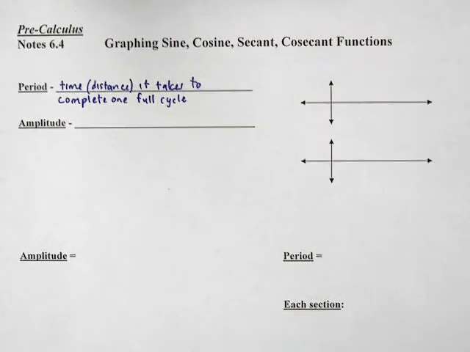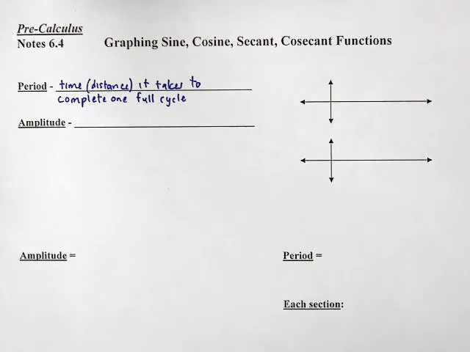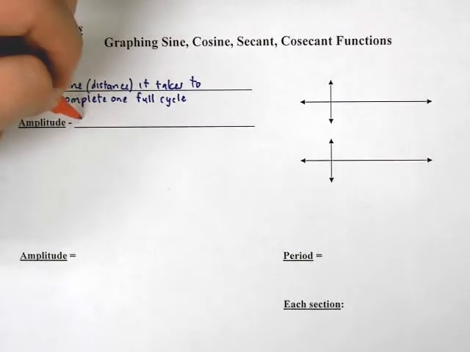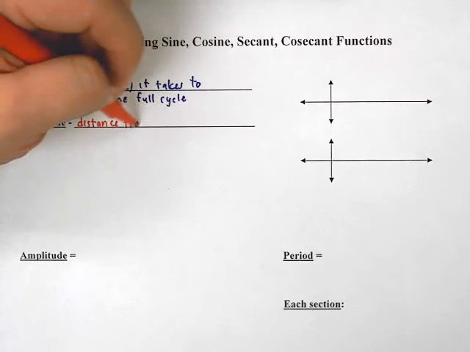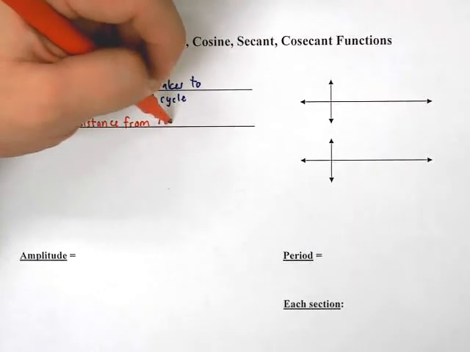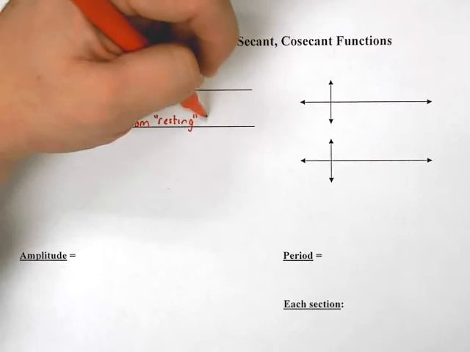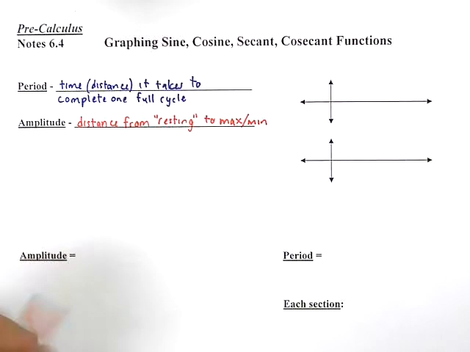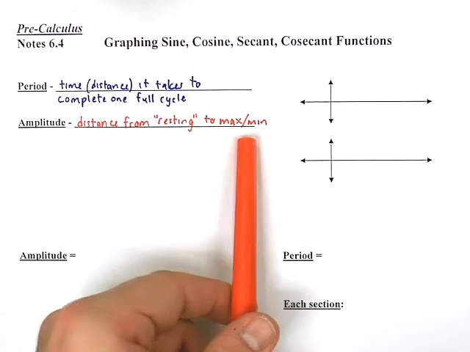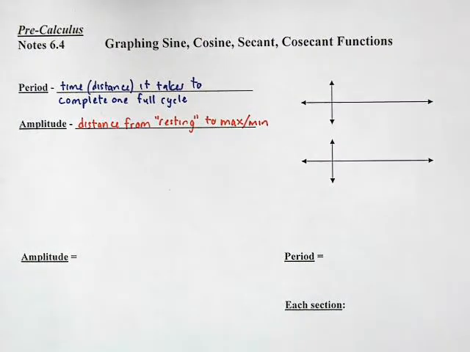And then amplitude. Alright, amplitude's a little different, or a lot different I should say. Amplitude is the distance from resting to max/min. Okay, so the distance from resting to max/min. Alright, so let's talk about this a little bit.